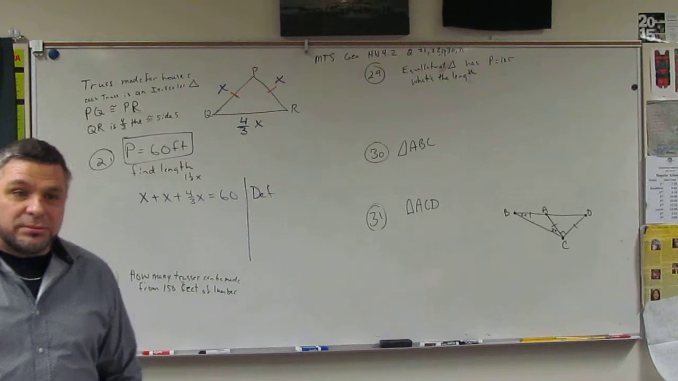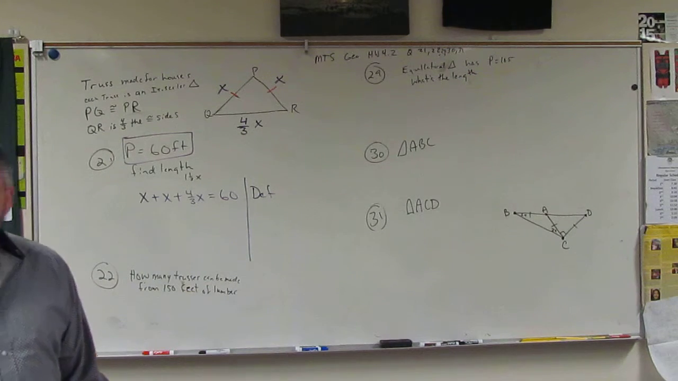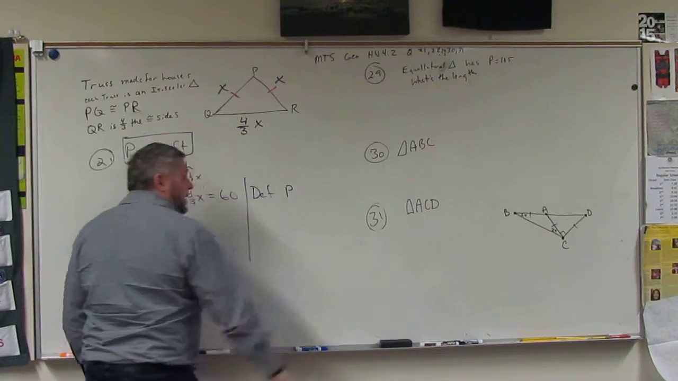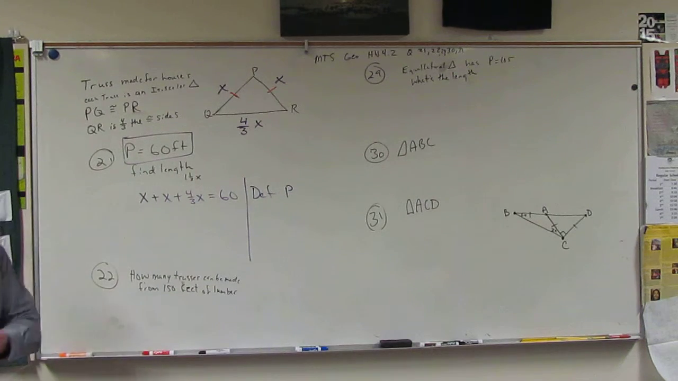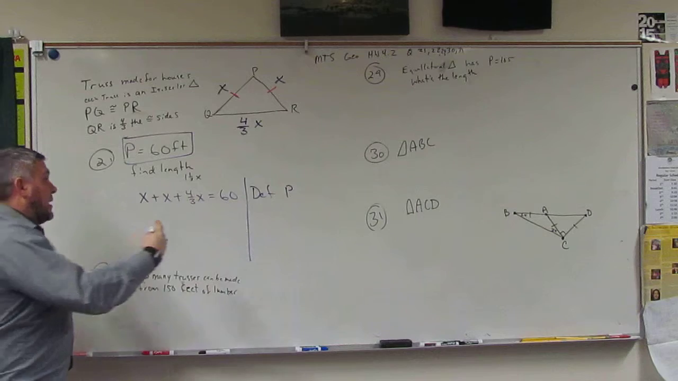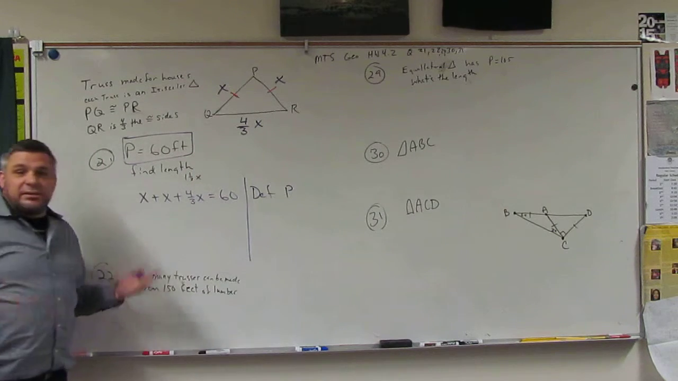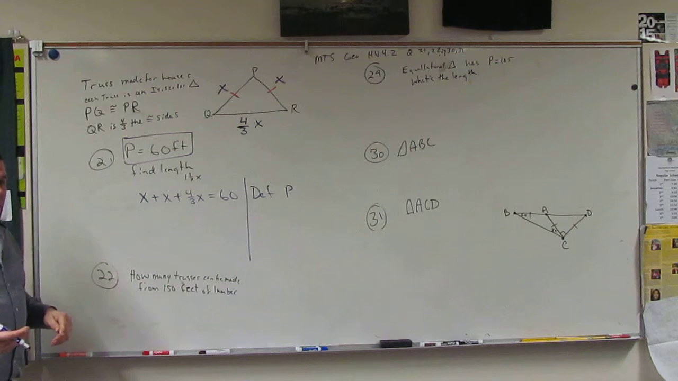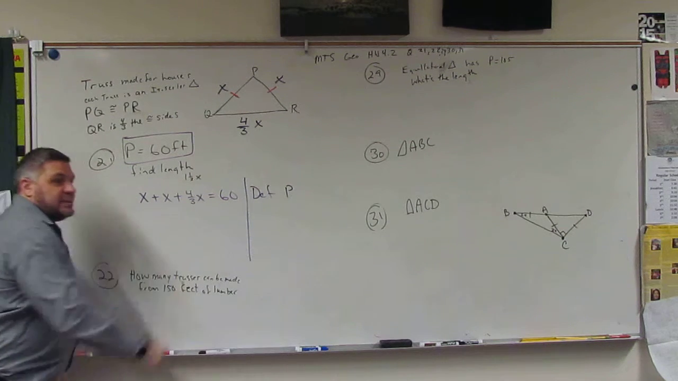Definition. Right? Definition of a perimeter. That's it. Definition of P. Okay? Definition of being a perimeter tells me that I can add up the sides, right? And make it equal to the perimeter. That's it. That's all we're saying. Now what do we do? We just add the x's.